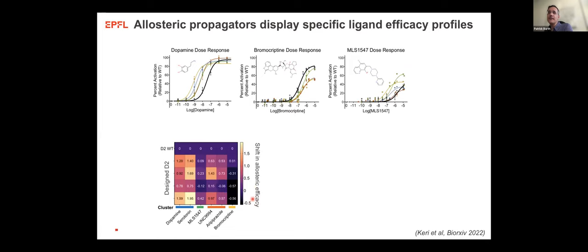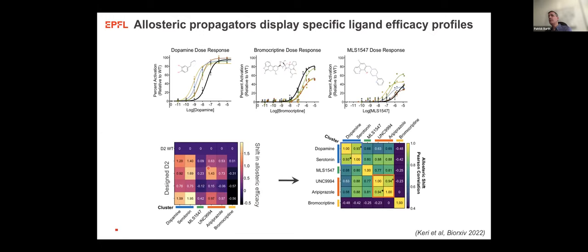And we observed that, of course, because we had designed these receptors for eliciting strong response for dopamine and serotonin, we observed the highest increase in allosteric efficacy for these ligands, but we observed a very different effect for the other classes of ligands. And then we performed Pearson correlation between the effect of these designs on these different ligands. We observed that, corroborating our hypothesis, we had a high level of correlation between the responses of ligands coming from the same structural cluster.